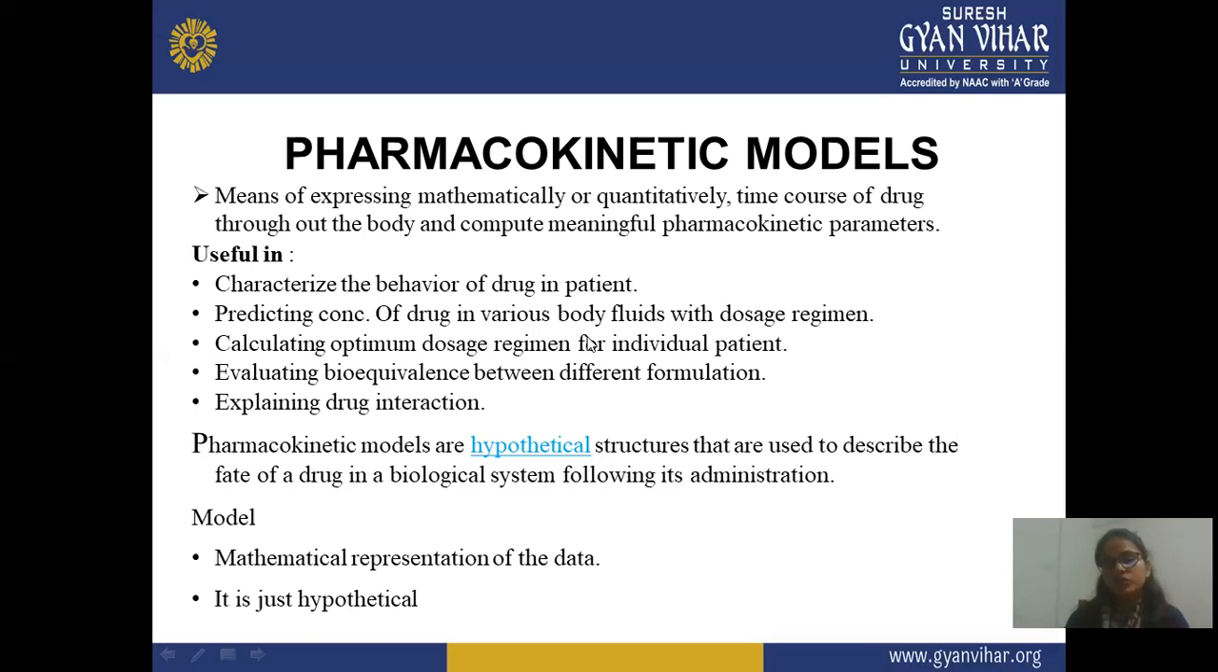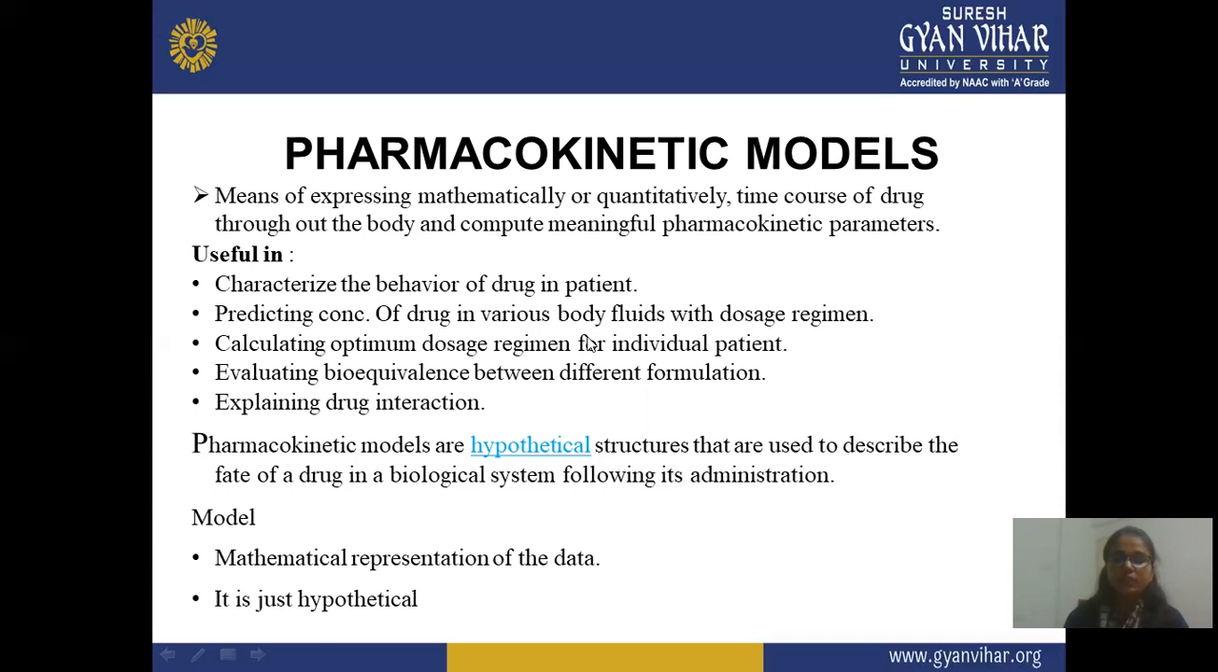If you are checking the behavior of your drug in a particular patient, you can use this pharmacokinetic model. So the advantages of this model are: to characterize the behavior of a drug in a patient, checking the particular response of that drug in the patient, and predicting the concentration of a drug in various body fluids with a dosage regimen. Suppose you are studying two to three drugs and comparing them, then you use these pharmacokinetic models for checking various dosage regimens or the response of the drug.